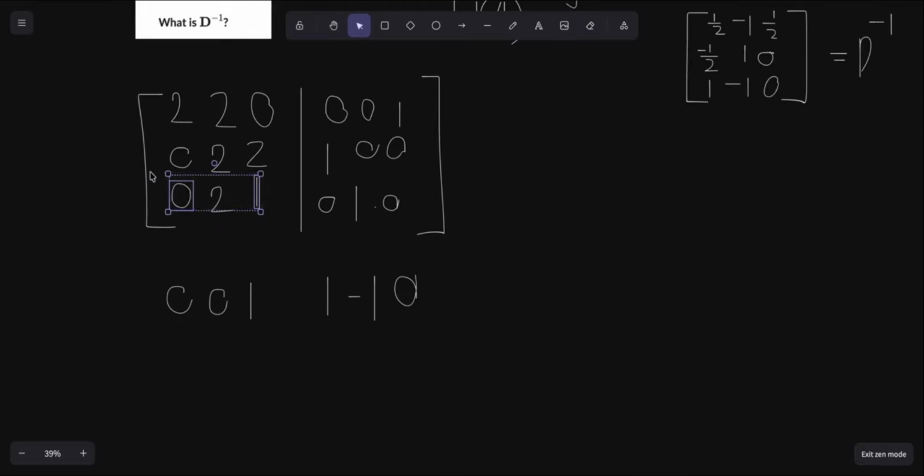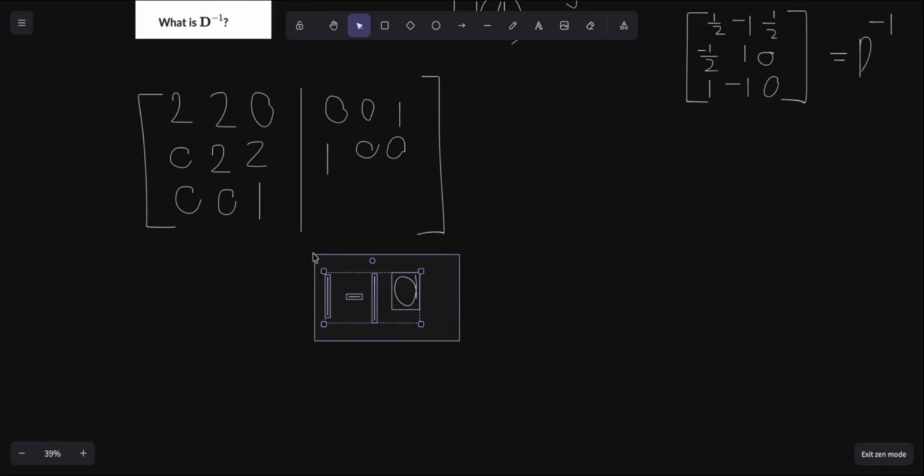So let's put this at the bottom, because we want everything in the identity matrix form, so that we're able to get this diagonal of 1s. That's our goal.